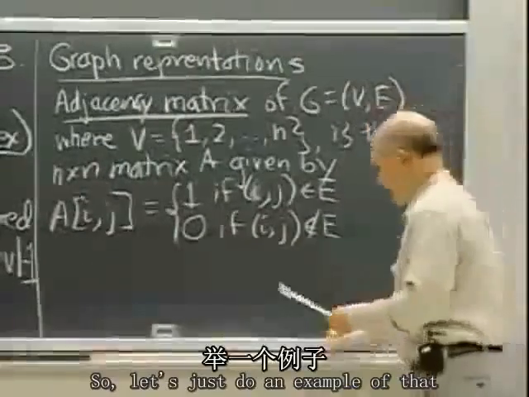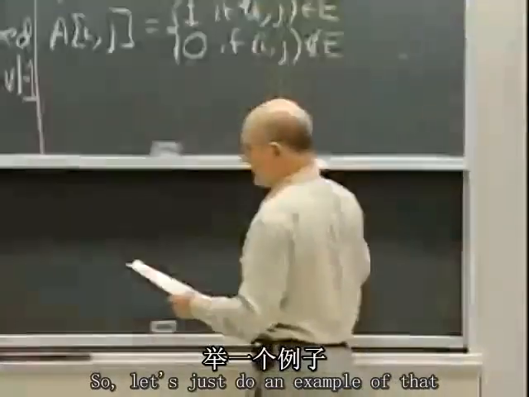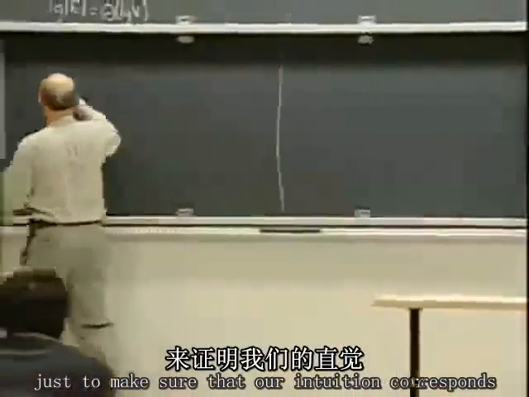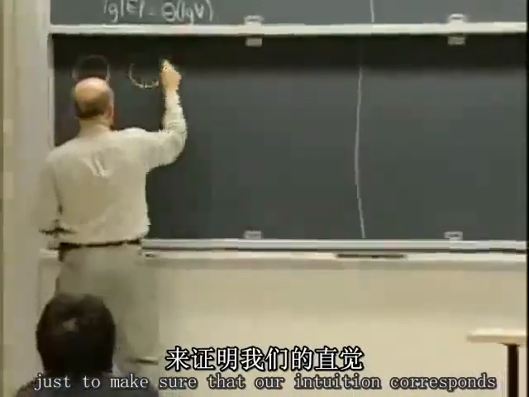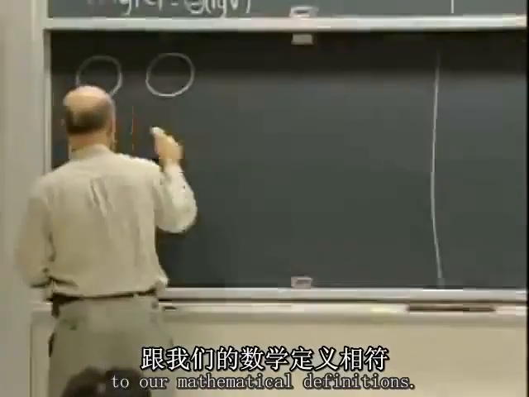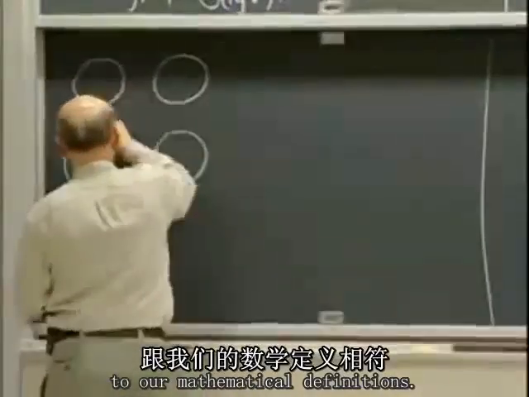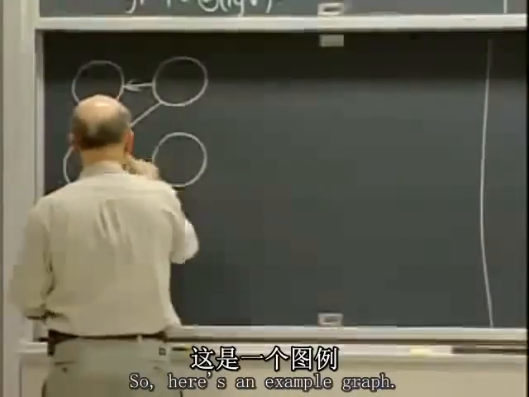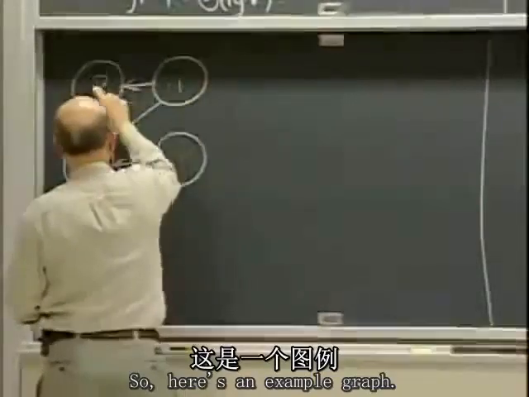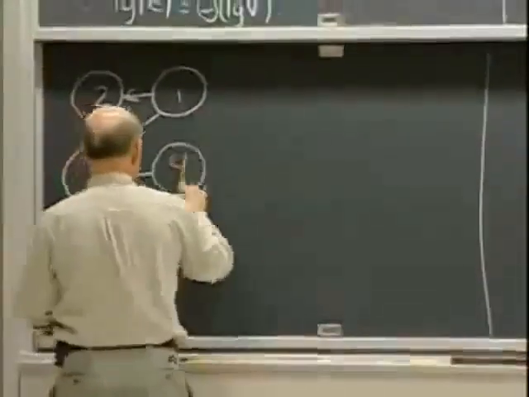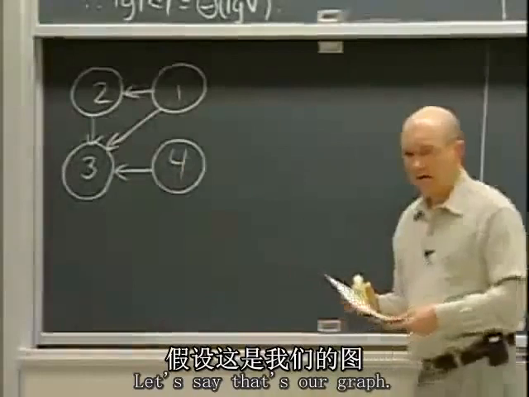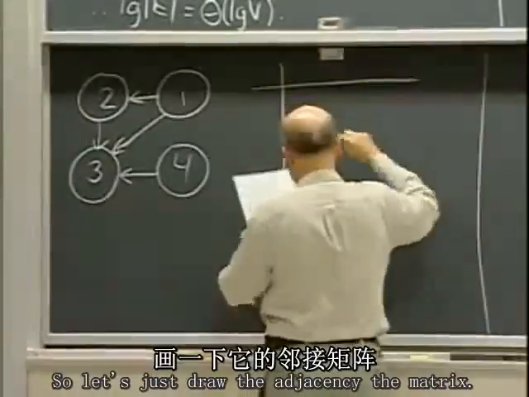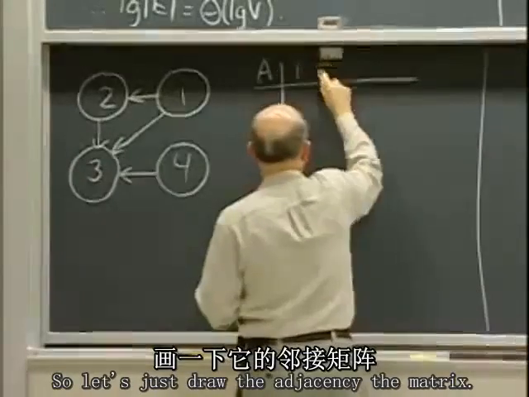So let's just do an example of that, just to make sure that our intuition corresponds to our mathematical definition. So here's an example graph. Say that's our graph. So let's just draw the adjacency matrix.